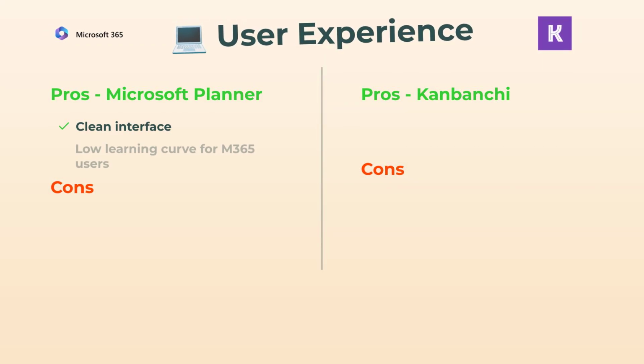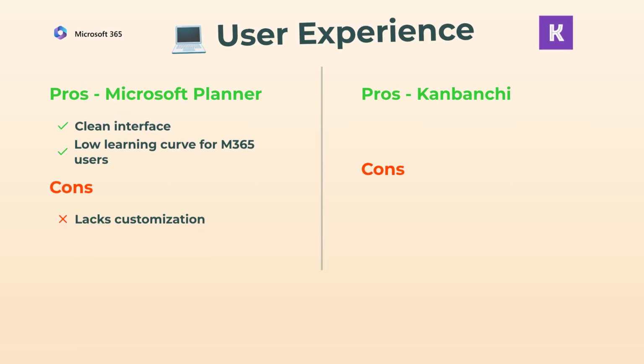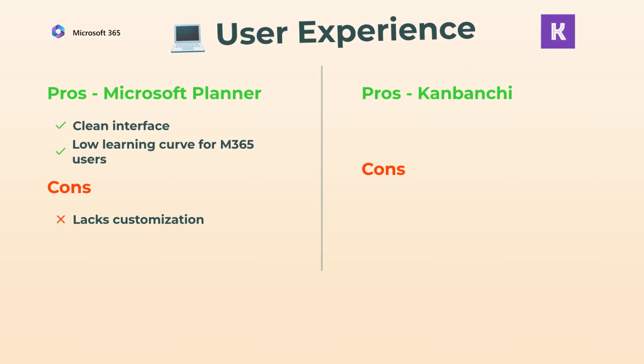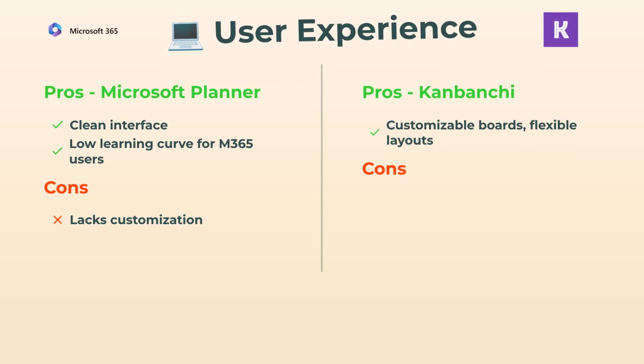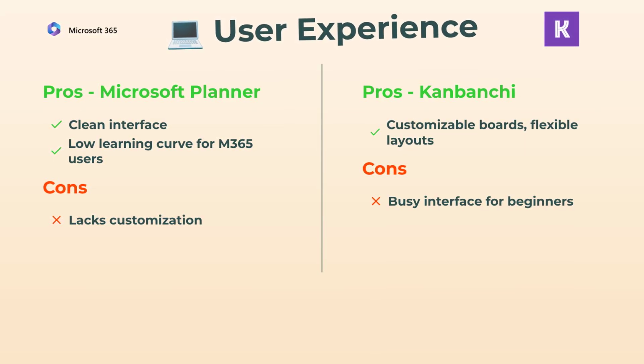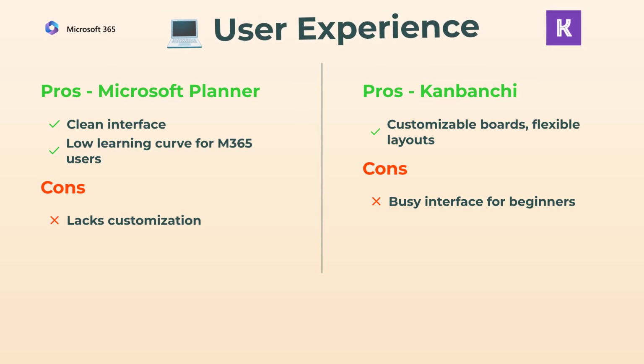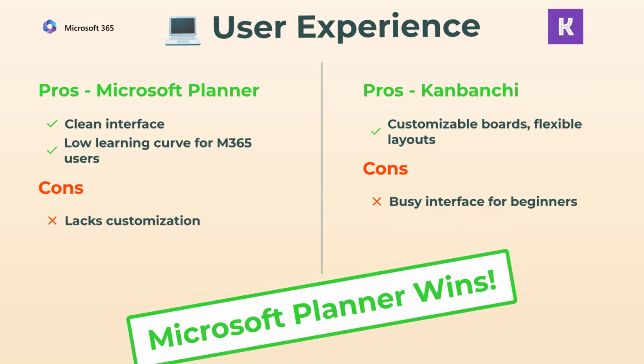User experience. Okay, I gotta say, Planner just feels easy if you're already using Microsoft 365. It's clean, kinda minimalist, super low learning curve, just open it and go. Downside is you can't customize a ton. What you see is mostly what you get. Kanbanchi is like the opposite. Tons of customization, you can tweak the boards, fiddle with layouts, but honestly, it's got a busy interface and beginners might feel a little lost at first. Still, gotta hand this one to Planner. Sometimes simple is just better.